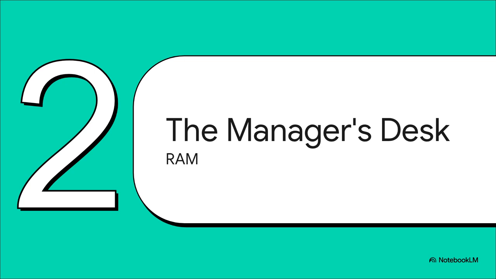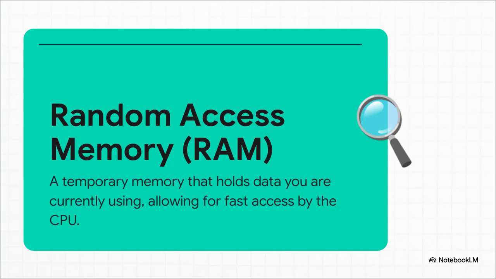This is the command center, the immediate workspace where all the real action is happening. RAM, that stands for Random Access Memory, is basically a temporary holding area for everything you're working on right now. The video you're watching, the document you're typing, all those browser tabs you have open, they're all living in RAM so the CPU can get to them in a flash.